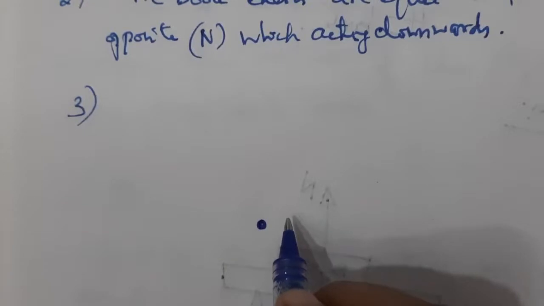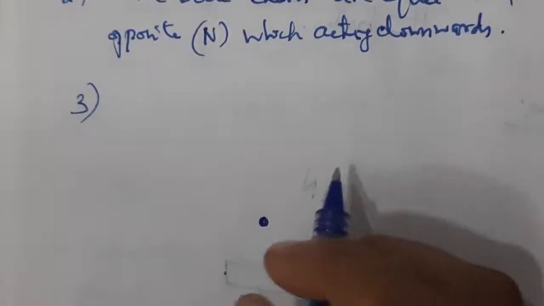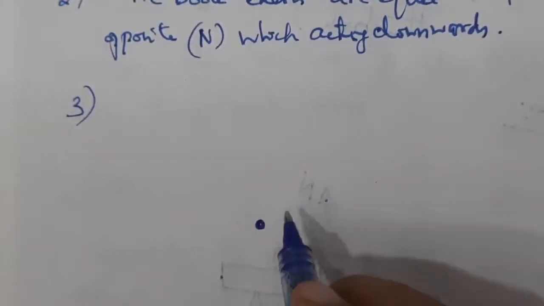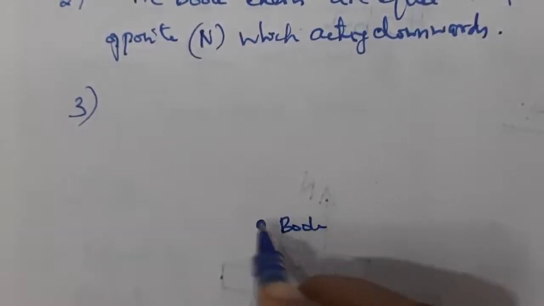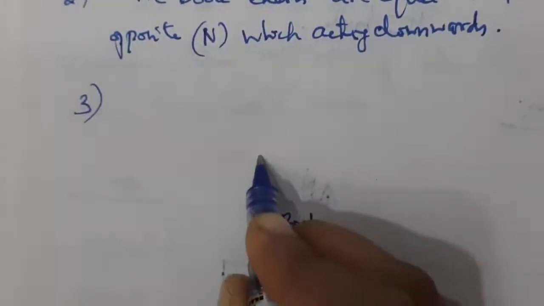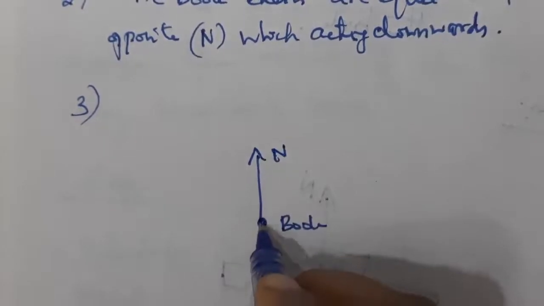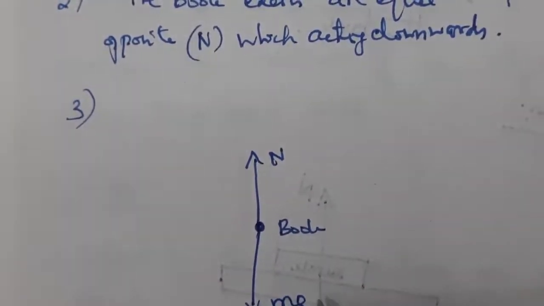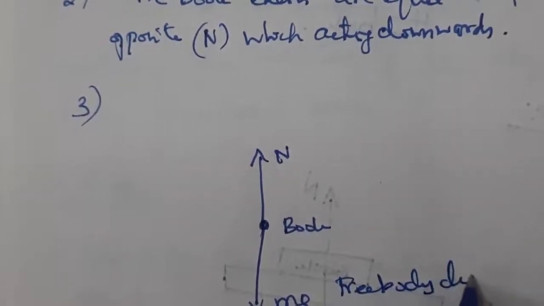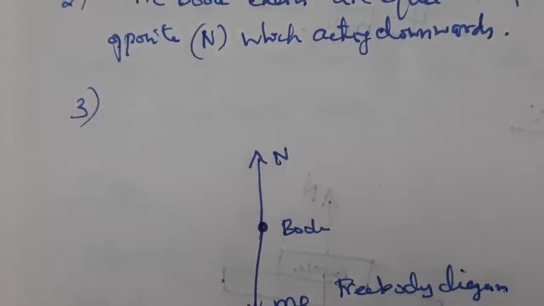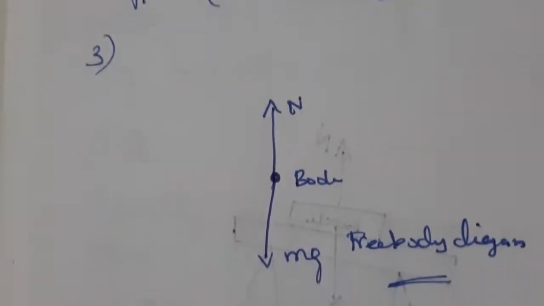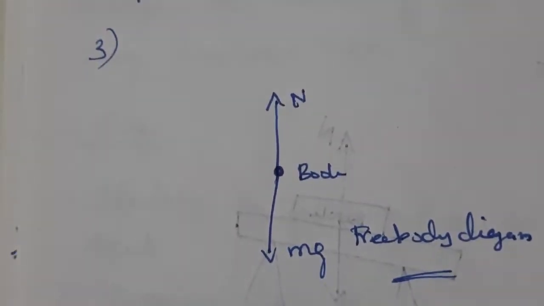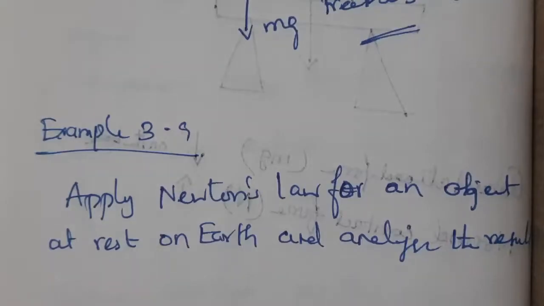Third one, draw the vectors representing the forces acting on the object. So this is the book, and these are the vectors. This is the normal force and this is the gravitational force. So this is the free body diagram. I think you all got that first problem.